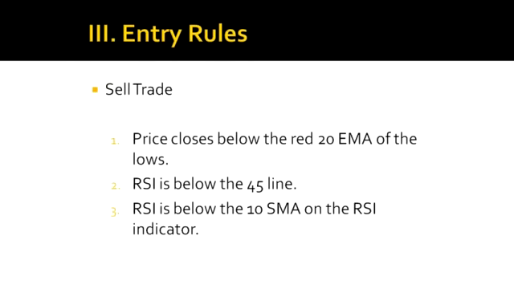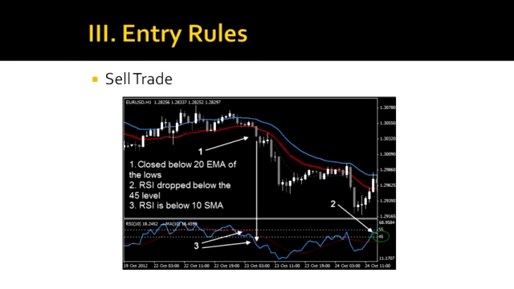Now, a sell trade is exactly the same as a buy trade, just all opposite. A price closes below the red 20 EMA of the lows. RSI drops below the 45 line, which is the bottom dotted line. RSI is below the 10 SMA on the RSI indicator. Here is an example of a sell trade.